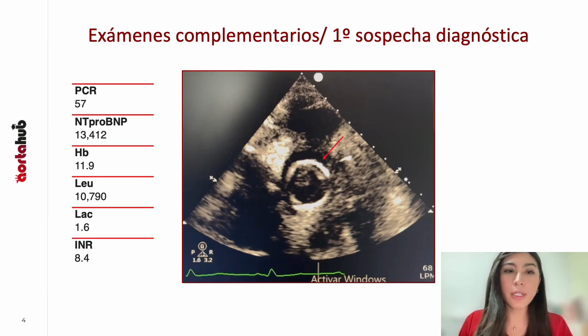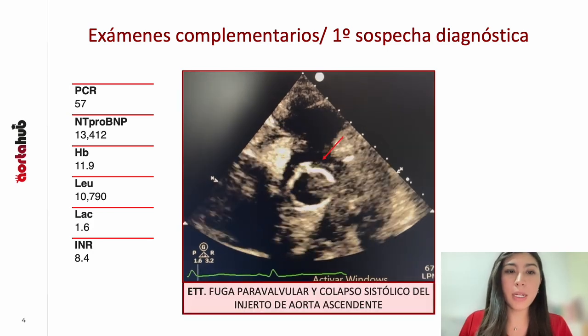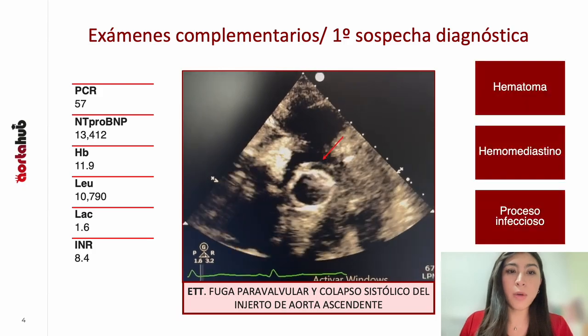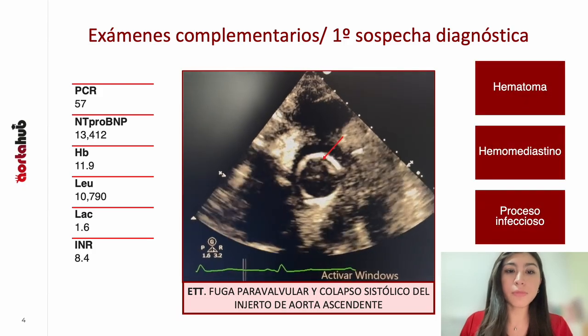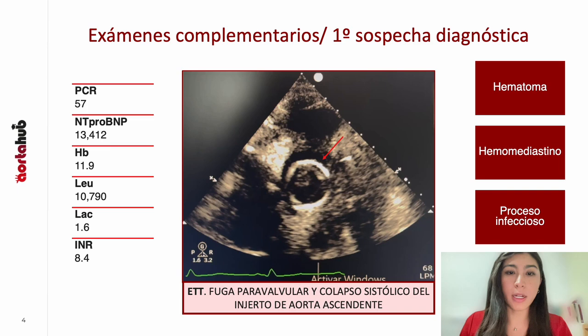The initial transthoracic echocardiogram showed these findings. We can observe a paravalvular leak and systolic collapse of the ascending aortic graft. Thus far, we can summarize our differential diagnoses. Consider hematoma, hemomediastinum, or infection.